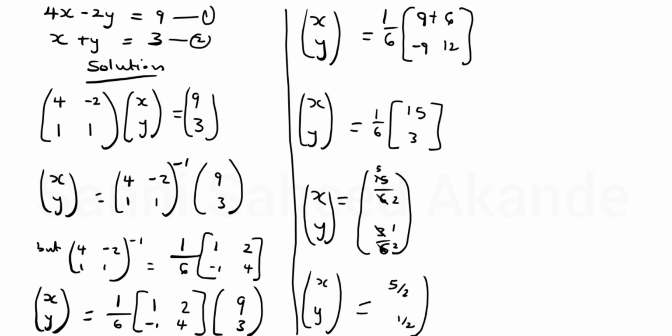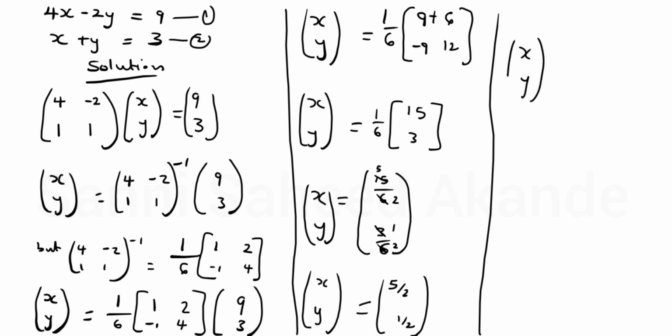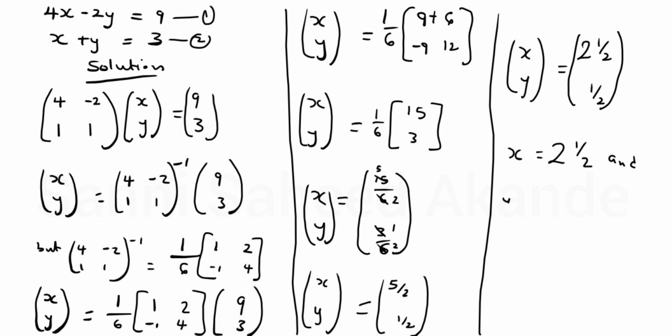So if we continue here, we can now write that x and y is equal to 5 over 2 can be written as 2 whole number 1 over 2, then this is 1 over 2. So now let's conclude and say therefore x is equal to 2 whole number 1 over 2, and y is equal to 1 over 2. And that is how to solve this simultaneous equation using matrix method.